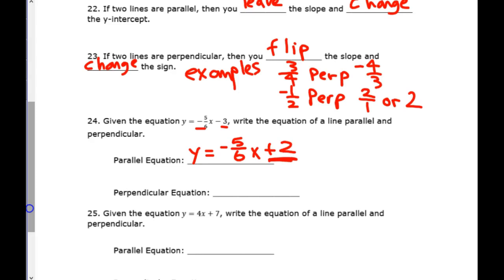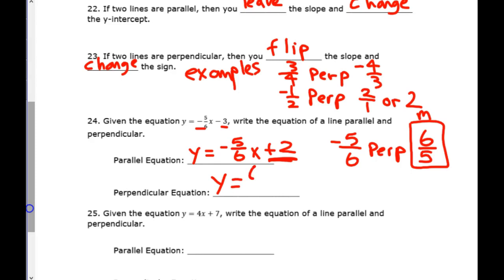Alright, now for perpendicular, we're going to take negative 5 over 6. Perpendicular, negative becomes positive. 5 over 6 becomes 6 over 5. That's my new m. Okay, two changes. Change the sign, flip the fraction. So y equals 6 over 5x. And you know what? This doesn't have to change. It can, doesn't have to. Main thing is this slope has to change 2 ways.